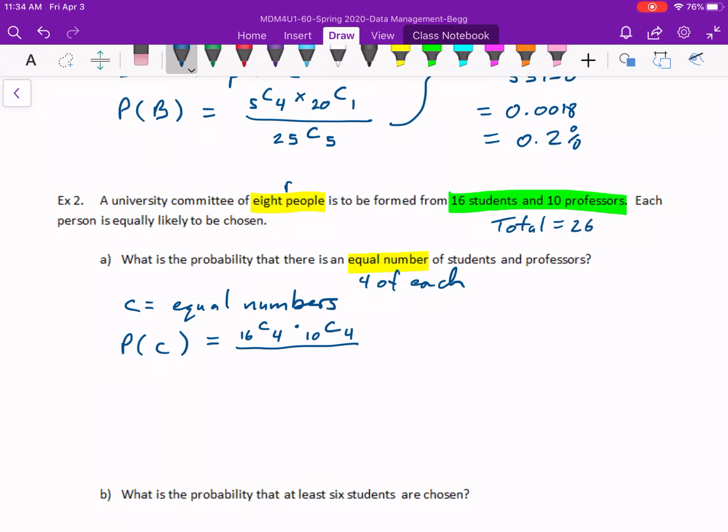So there's 26 people. It could be all professors, it could be all students, it could be any combination. So that would be our sample space. So it's 26 people, and we're still choosing 8 of them altogether.